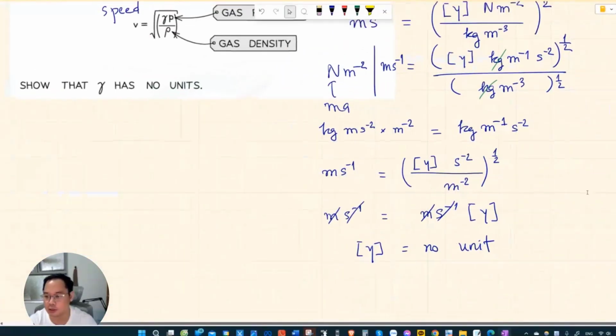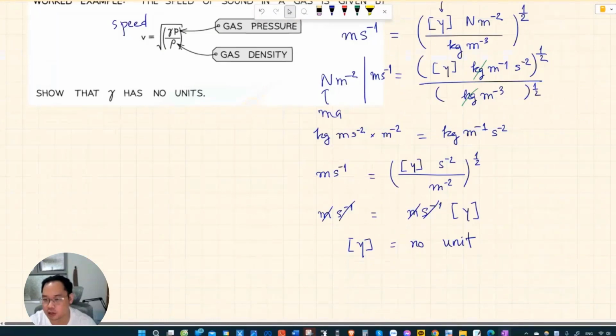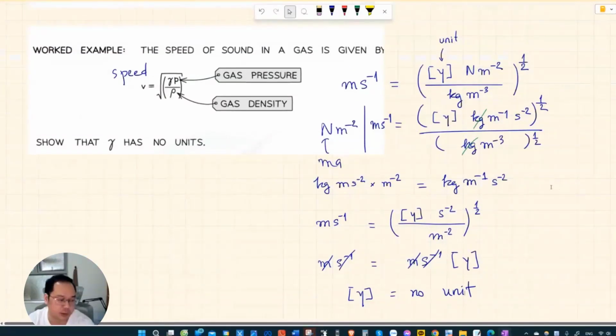So sometimes you will see a difficult question like this. In paper 2, the multiple choice paper, they will give you 4 options. They will ask you, what is the unit of gamma, for example? And there's an option like no unit. Or they list 4 very complicated units, like in the previous example up here.